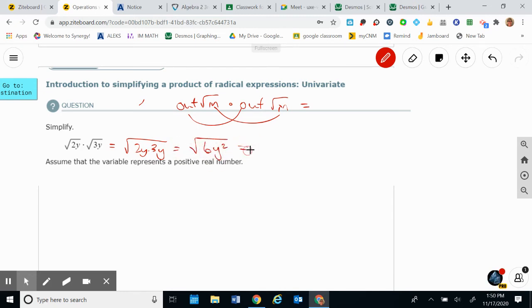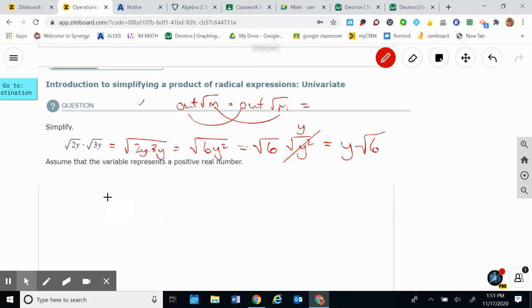And then you always have to ask yourself, can I simplify it further? And you can, because you can break it up into 6 times the square root of y squared. And you can take that square root of y squared. It's y. So you get y square root of 6. And then you are ready to go.